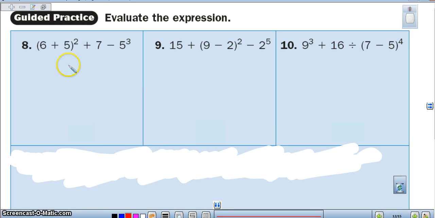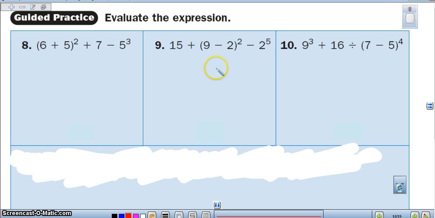This is your guided practice that I would like you to write down at the bottom of that page of notes. 6 plus 5 to the second plus 7 minus 5 to the third. And 15 plus 9 minus 2 to the second, that whole quantity, minus 5. Pause the video if you need to.